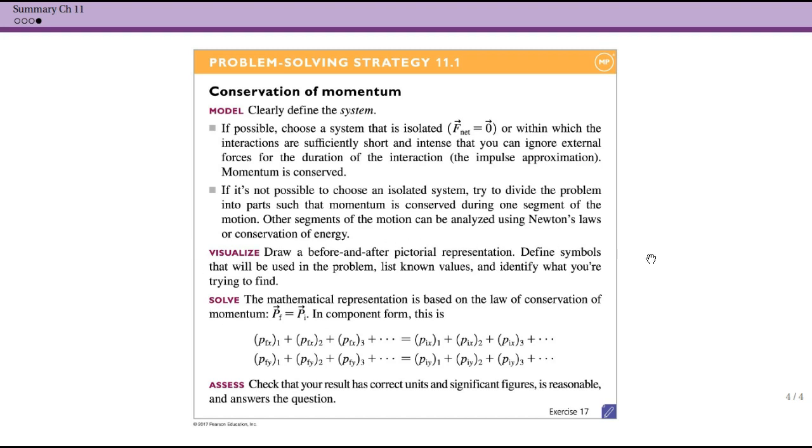The visualization that we use for this is a before and after representation, just like in energy. One thing to be careful about is that notationally we use capital P for total system momentum, and we use lowercase p for momentum of individual objects, being very careful with your subscripts to distinguish between final and initial. We use numerical subscripts to usually distinguish between different objects, and then we would use x and y to work in multiple dimensions. Frequently, you only need to work in one dimension.